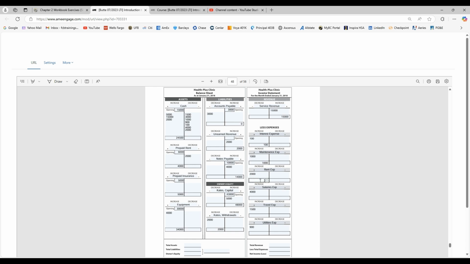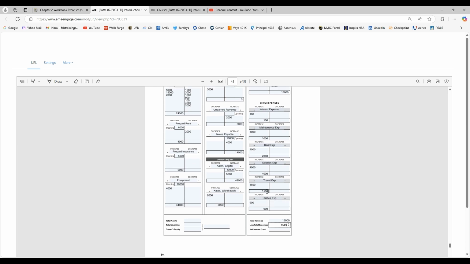Nothing really to add, but we can just bring down these totals for completeness. And then easy to get revenues because it's just listed up there, 15,000. Total expenses, we're going to add all those, 900, 1,500, and so on. And that gives us 9,500 if we add all the expenses together. And then if we take our revenues minus our expenses, it leaves us with $5,500 of net income.